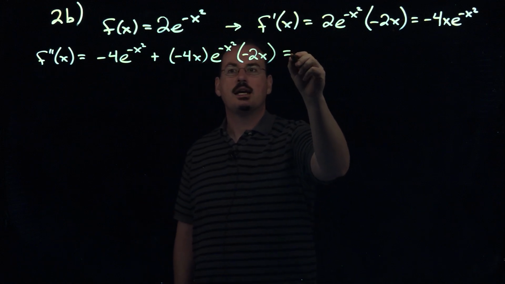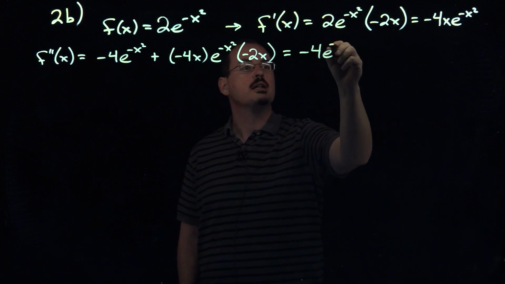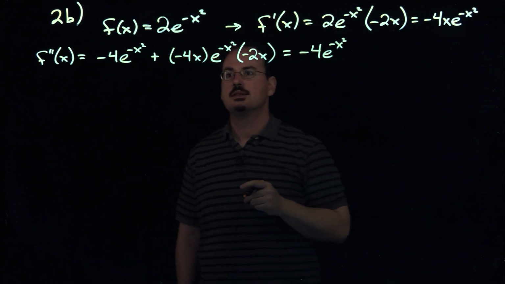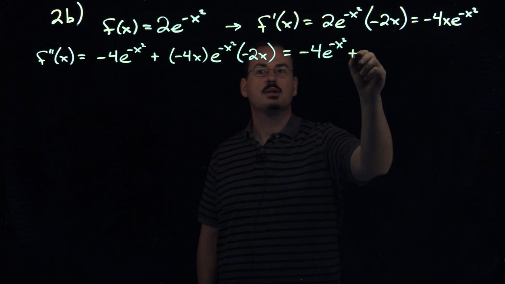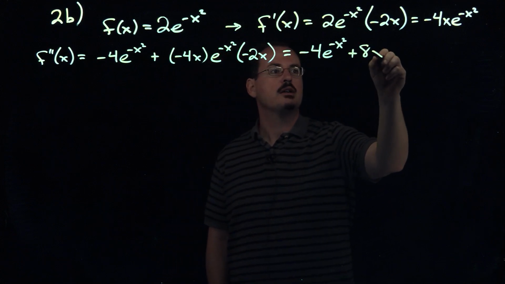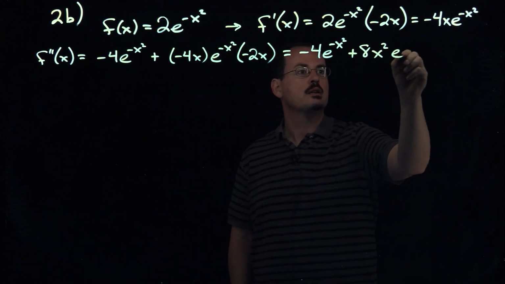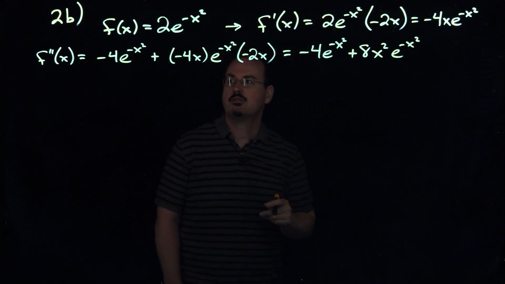Let's rewrite this as minus 4 e to the minus x squared. And we'll multiply our constants together. We got a minus 4, we got a minus 2. That becomes plus 8. And then we've got an x, we've got another x, that's x squared. And then we've got our e to the minus x squared. Okay, so there's our second derivative.